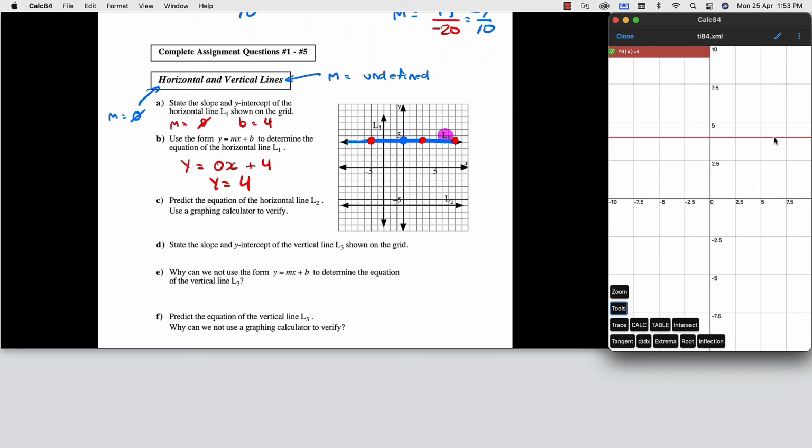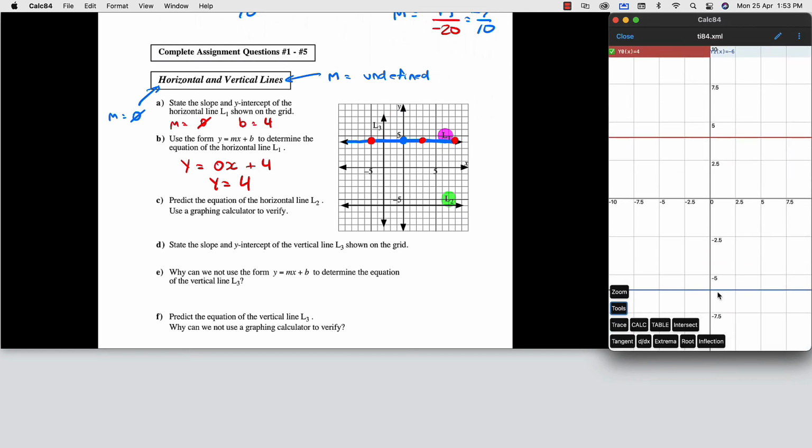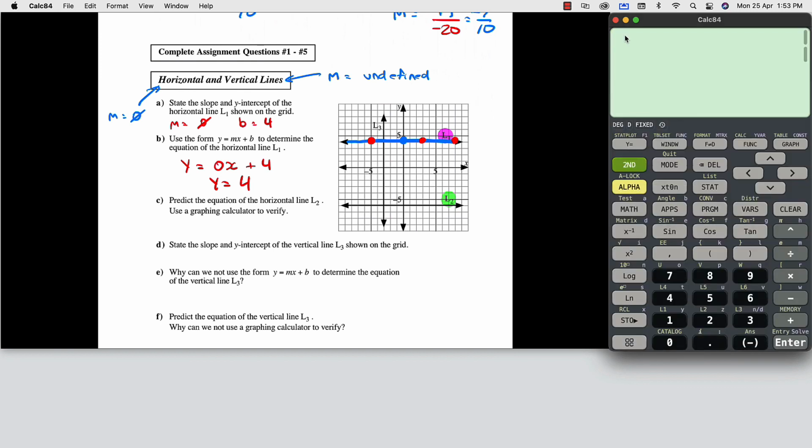Now part C says let's take a look at line number 2. So again, it's just y equals negative 6. So if I went back into here and made another one at negative 6, it should be a line that's parallel to y equals 4, but crossing through the y-axis at negative 6. And there we see it right down here. Okay, so that part's pretty simple.